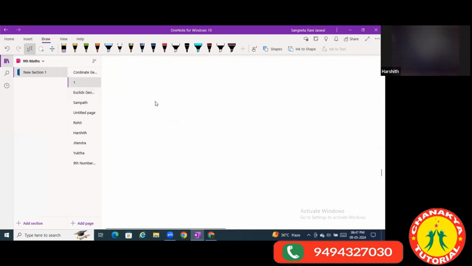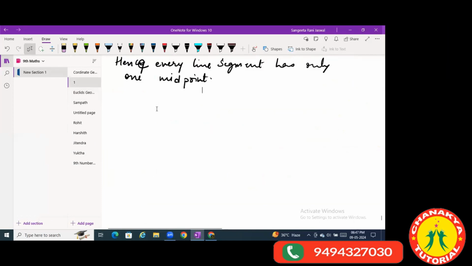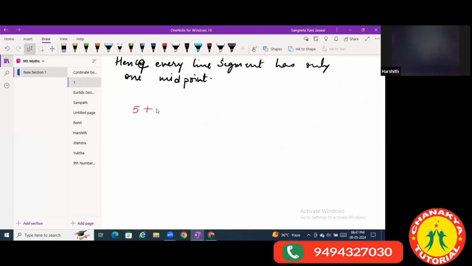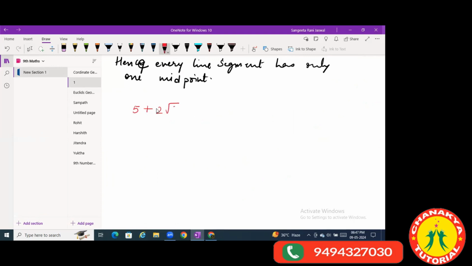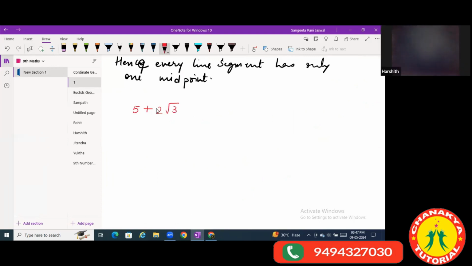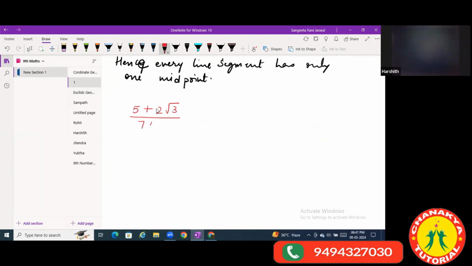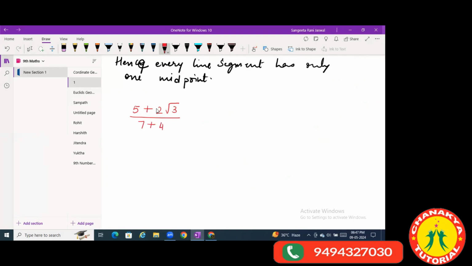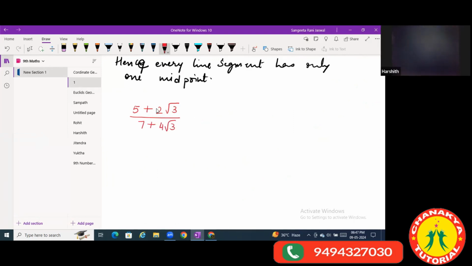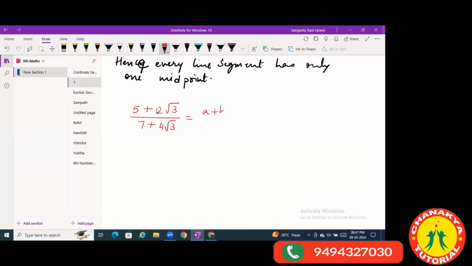5 plus 2 into root 3, by 7 plus 4 into root 3, is equal to a plus b root 3. Is equal to 8 plus b root 3.